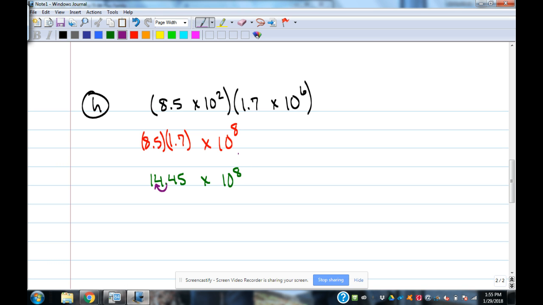So if I move to the left, I'm taking a big number and making it smaller. It's just like example A. I add how many places I move it to the exponent that's there. So I'm going to add 1 to that. That'd be 1.445 times 10 to the 9. And then you could convert that to standard form if you needed to.